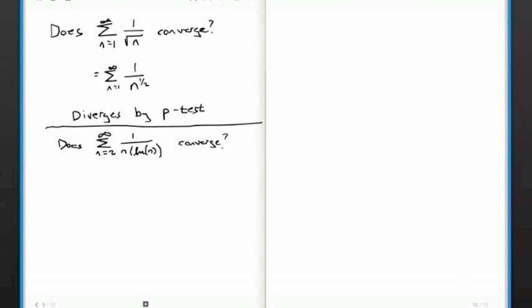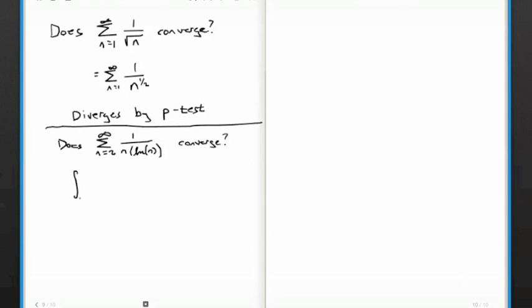Well, this one's not as obvious as the p-test. Right, there's no particular power down there. It seems like n is greater than 1, but it's not really n times n. It's n times the natural log of n. So, gut level feeling, maybe it converges because we're dividing by something bigger than n, but we don't know. Let's take a look. Here we have to do the integral. So I'll take the integral. And again, I'm going to use some sloppy notation.